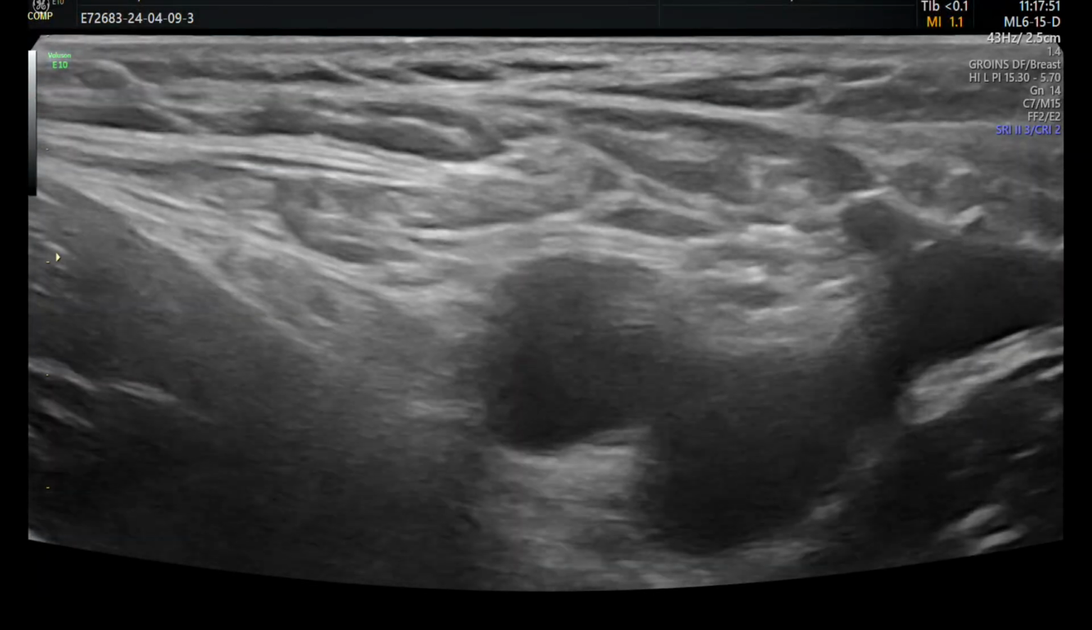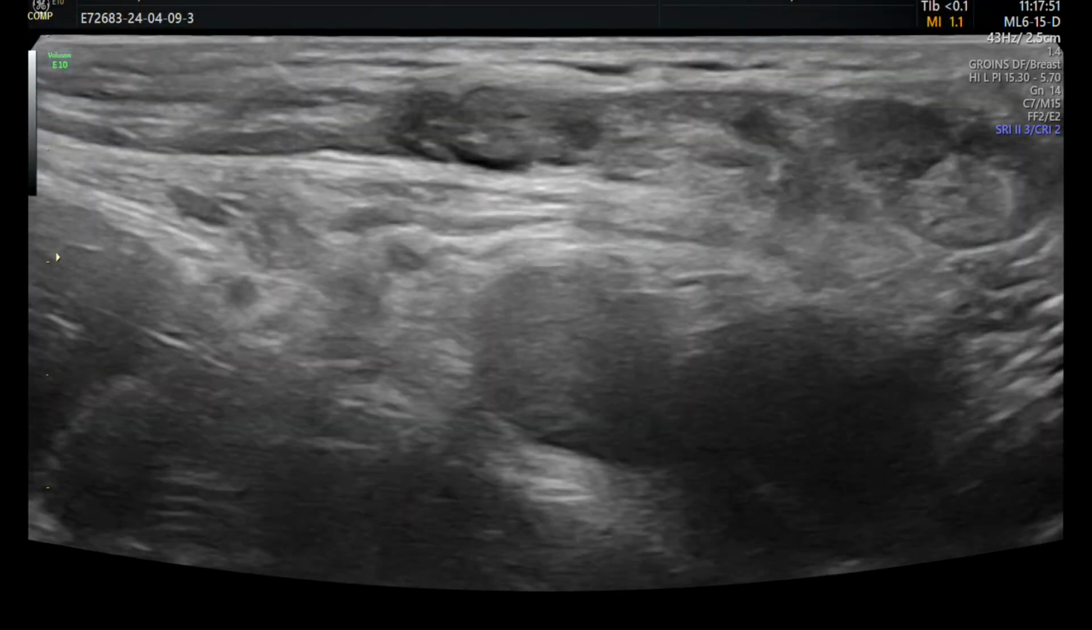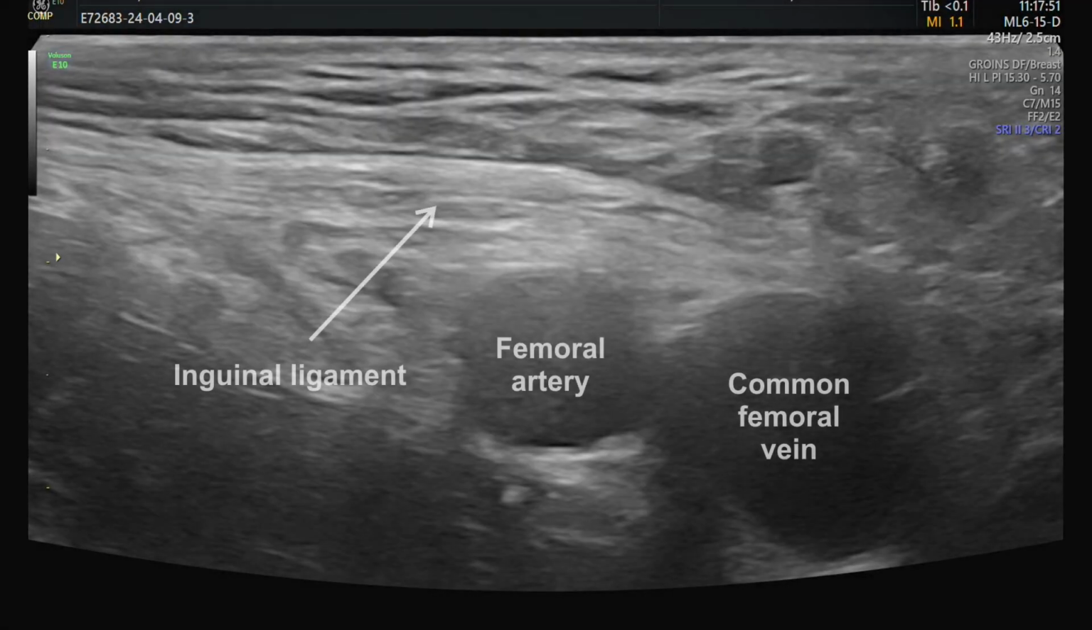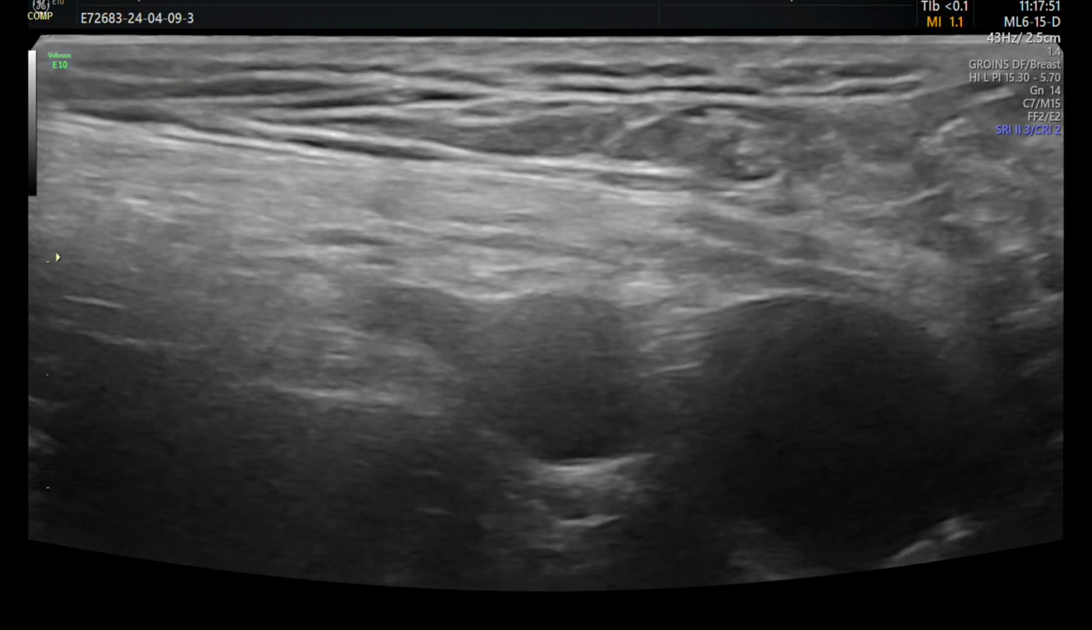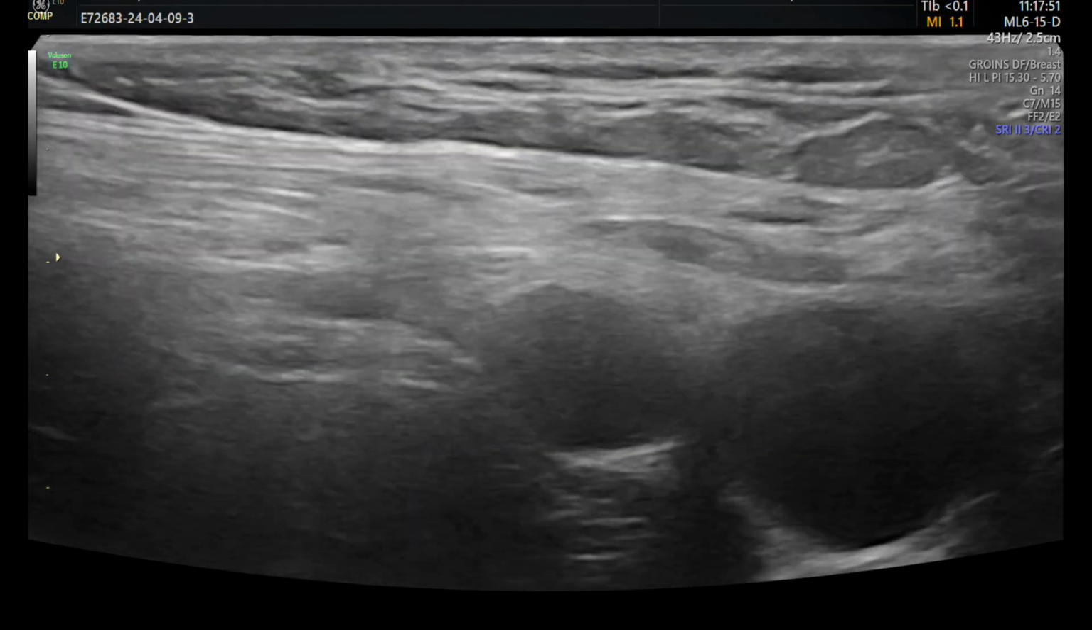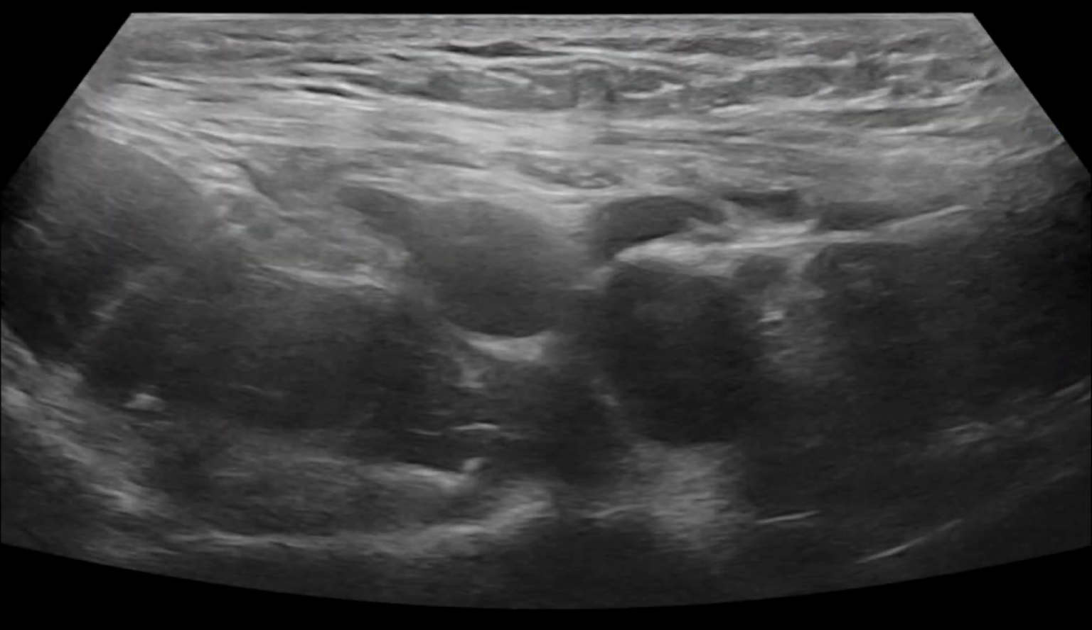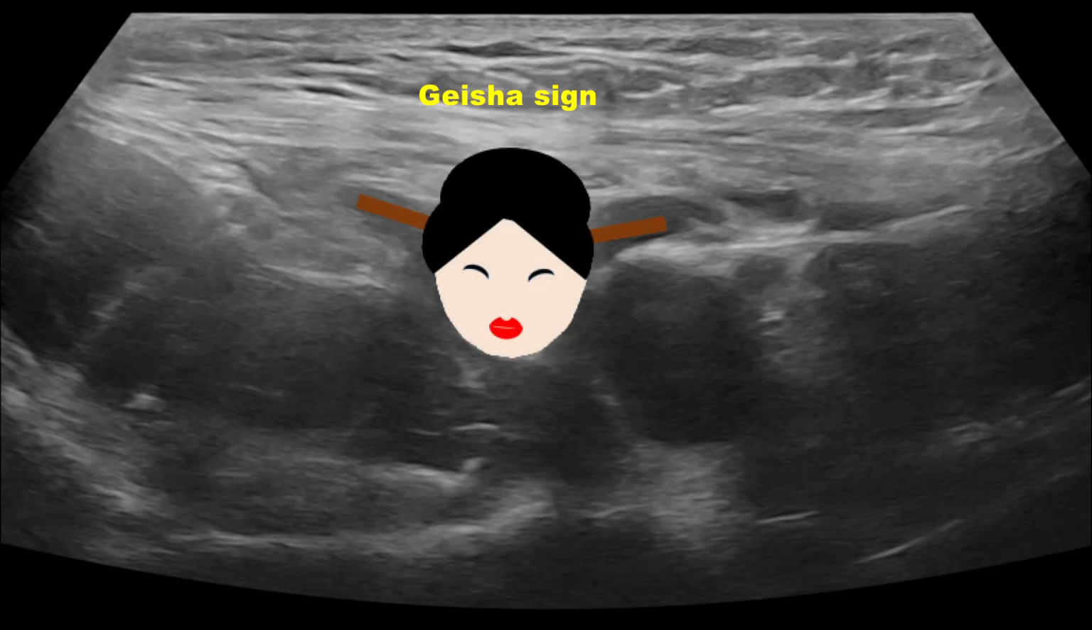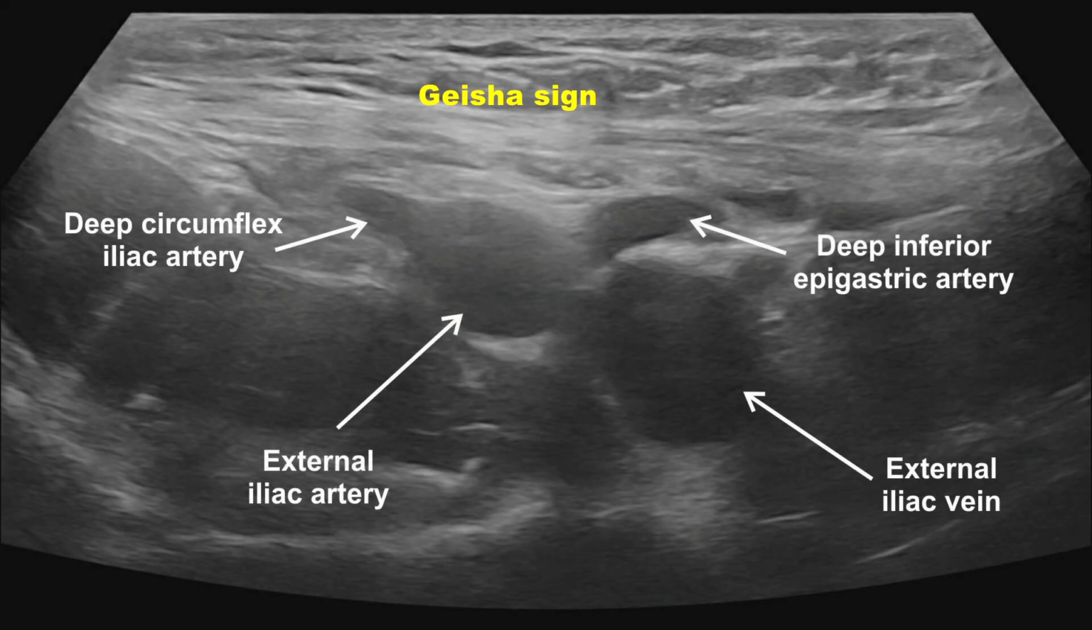Moving the probe upwards and maintaining transverse view, we reach the inguinal ligament. To better recognize the transition between femoral and external iliac arteries, the geisha sign can be used. This is represented by two coaxial branches of the external iliac artery, namely the deep circumflex iliac artery and deep inferior epigastric artery.